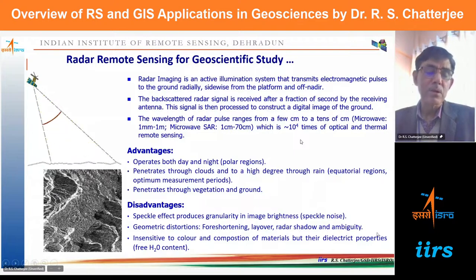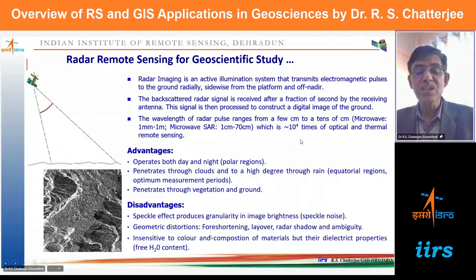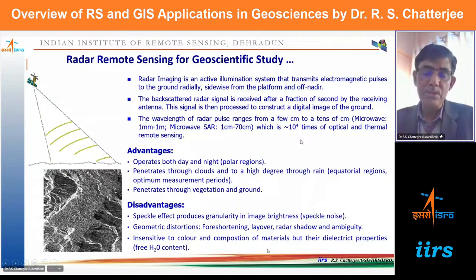And most importantly, it is not sensitive to the color of the object or the chemical composition of the object, but depends only on the electrical properties. More importantly, it depends on the dielectric properties of the material, or the free H2O content, the moisture content of the material.